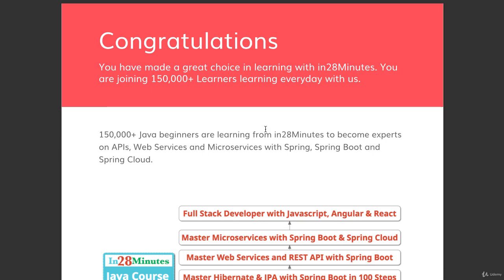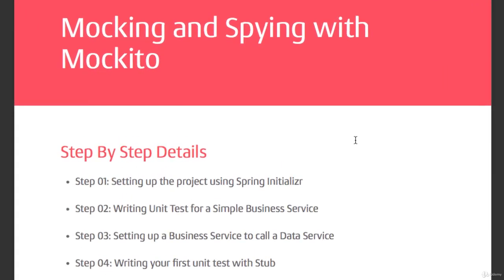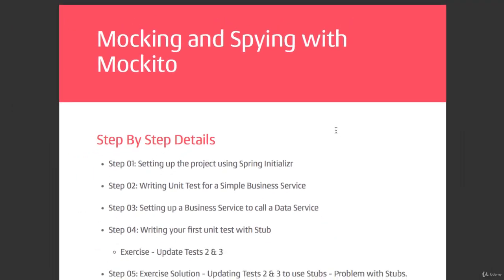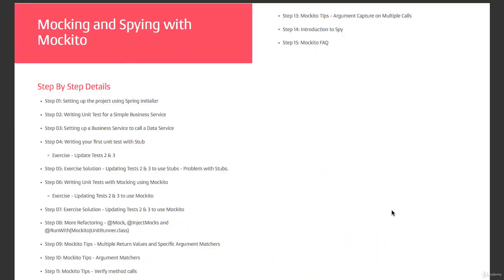The first section of this course, Mocking and Spying with Mockito, will help you get started with Mockito. You would understand what are the problems with stubs, why do we need to use mocks, and we would look at writing great unit tests with Mockito. We would look at different annotations like @Mock, @InjectMocks, @RunWith with Mockito JUnit runner, as well as look at a number of Mockito tips.